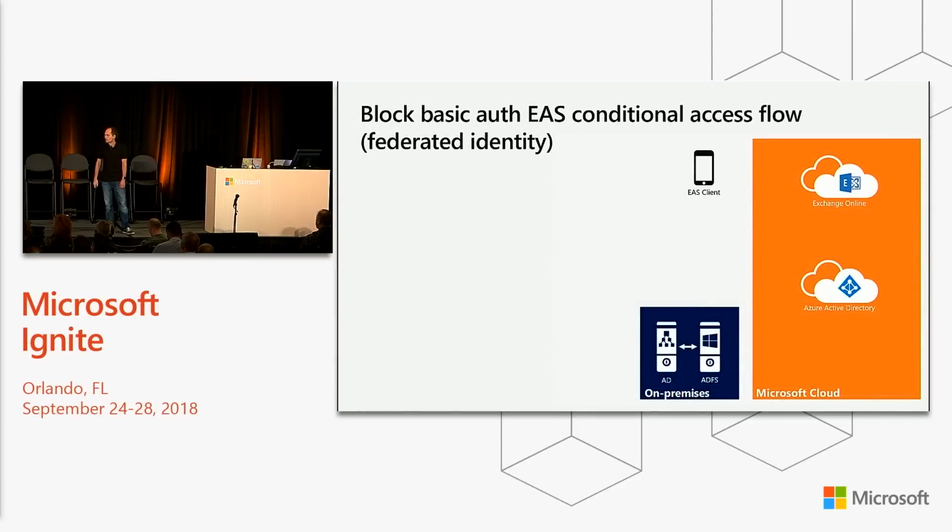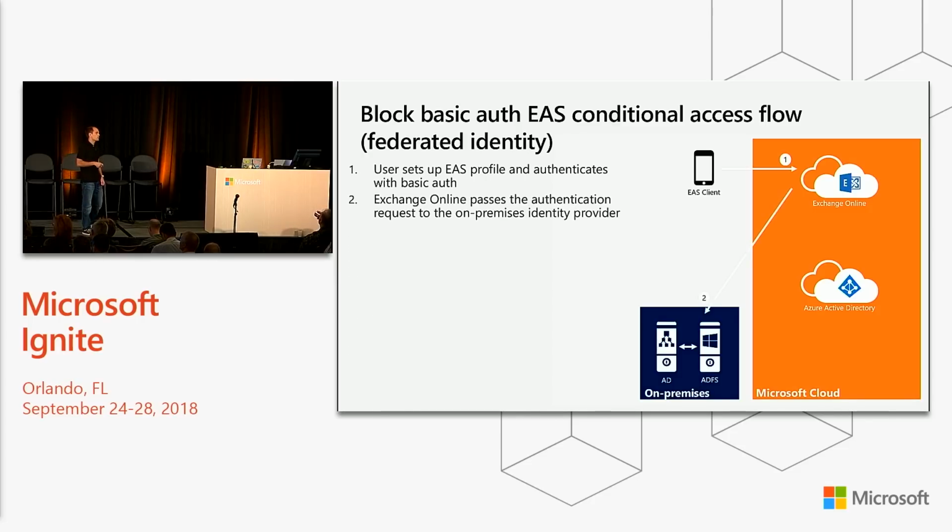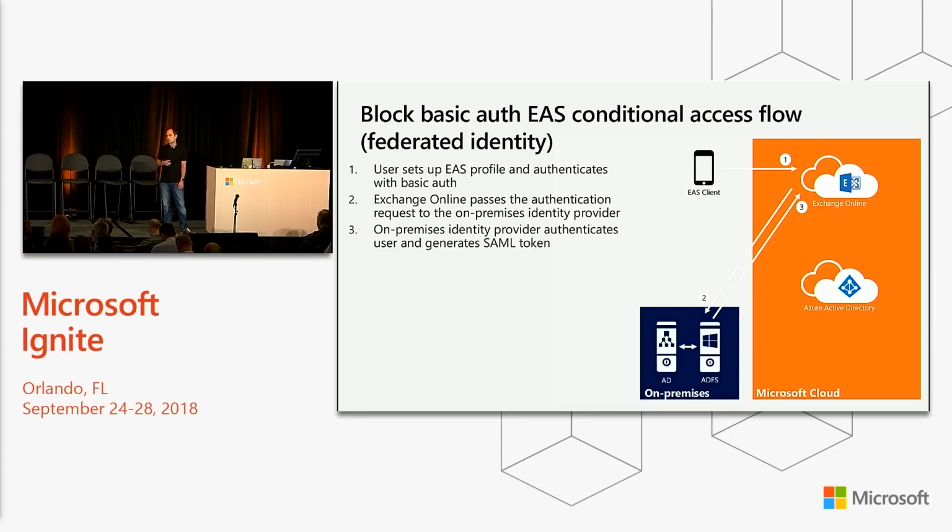From a flow perspective, and again, looking at the more complicated federated identity scenario, this is the flow. Jane sets up her ActiveSync profile and authenticates with basic authentication. Exchange Online will pass that authentication request to the on-premises identity provider. And the on-premises identity provider will authenticate Jane and issue a SAML token. That SAML token will be provided back to Exchange Online, which then provides it to Azure Active Directory.